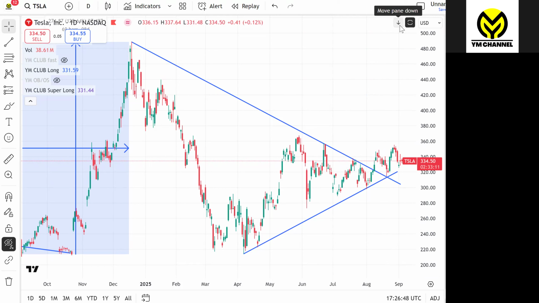So what is now the Tesla? What is the fund movement? And also, another stock I mentioned is Apple. Is it up or down right now? So we will also cover this in this video.